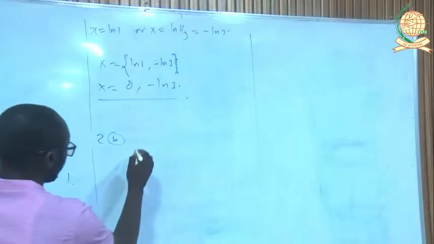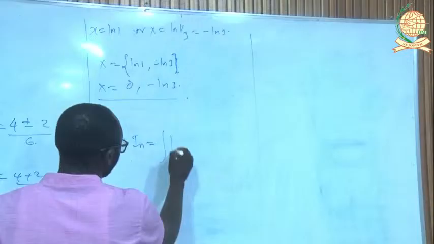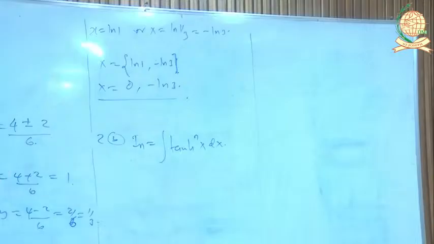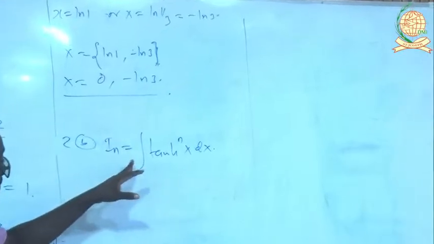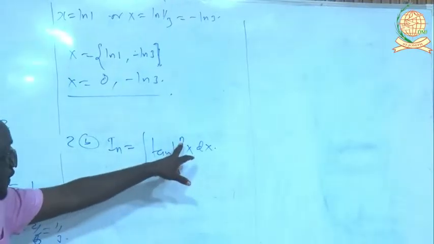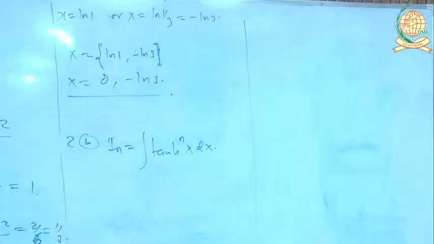So what we are given is the reduction formula I_n, which is the integral of tanh^n x dx. And the question says we have to generate the reduction formula from this hyperbolic function, and then after that, we have to find the value of the integral of tanh^4 x. That means when the specific value of n is 4, what would be the value of the integral of tanh^4 x. So directly we're going to derive the reduction formula for tanh^n x with respect to x.